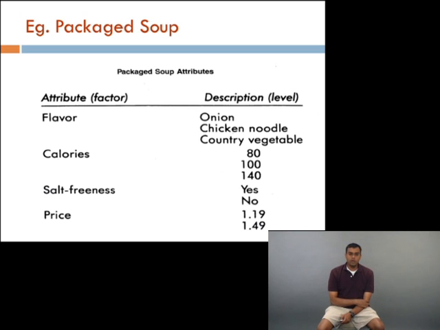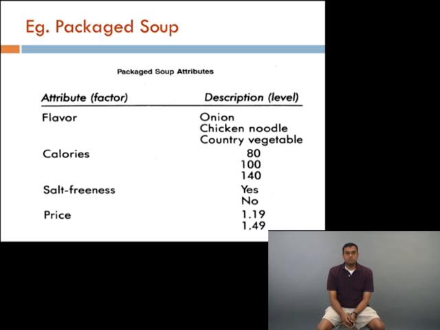Okay, so four attributes. How many products or concepts can you make out of this? It's actually 3 times 3 times 2 times 2, which is 9 times 4, which is 36 different concepts. Here's one concept they could make. They could make an onion flavor at 80 calories with salt-freeness, and they could price it at $1.19. Alternatively, they could make a chicken noodle at 80 calories with salt-freeness at $1.19, and so on and so forth.